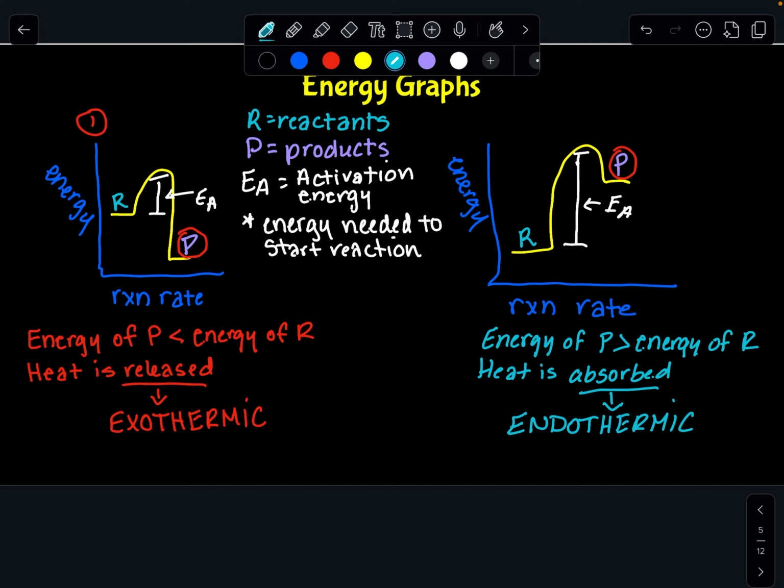And so as you can see right there, just by looking at the graph and looking at where the products are in relation to the reactants, we can determine whether a reaction is endothermic or exothermic. And by looking at the distance between the level of energy of the reactants up to the tippy top of the little hill, we can determine how much energy is needed in order to start the reaction. And that's all there is to it.